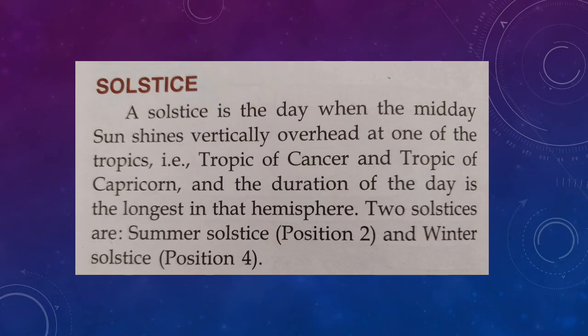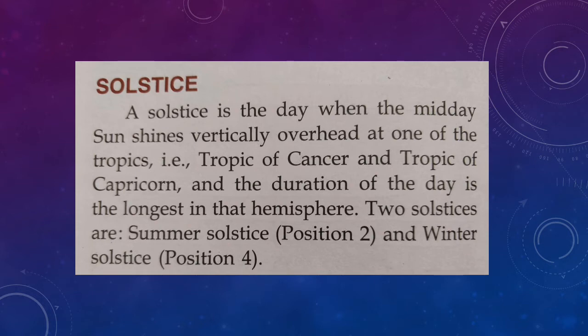A solstice is the day when the midday sun shines vertically overhead at one of the tropics, that is Tropic of Cancer and Tropic of Capricorn, and the duration of the day is the longest in that hemisphere. What does this mean? This means that on 2 days in a year the sun will shine vertically overhead. One day it will shine on the Tropic of Cancer, and on the second day it will shine on the Tropic of Capricorn.